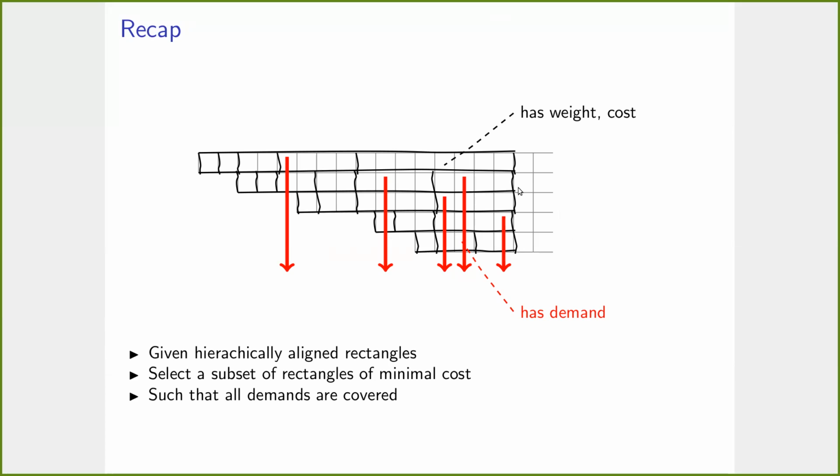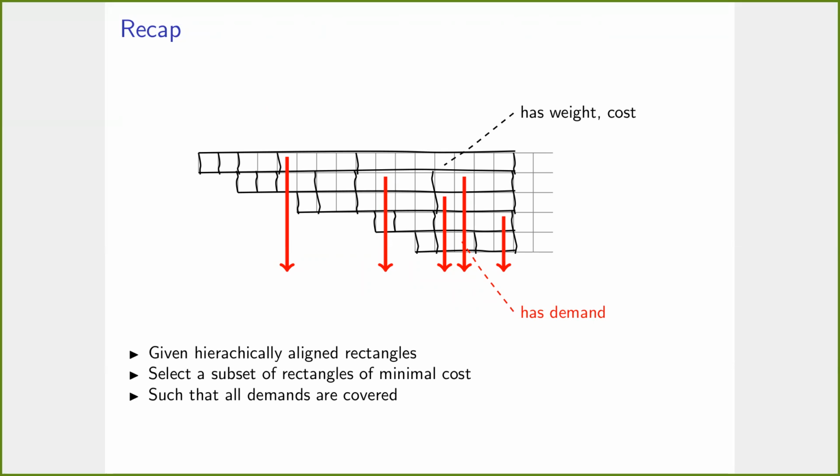Every rectangle can be half of the rectangle to the top. It can also be smaller, but it never has a non-trivial intersection with the rectangle to the top. Now, every rectangle has some cost that we have to pay if we select it. So the cost is basically the sum of the costs of the squares when we select them.